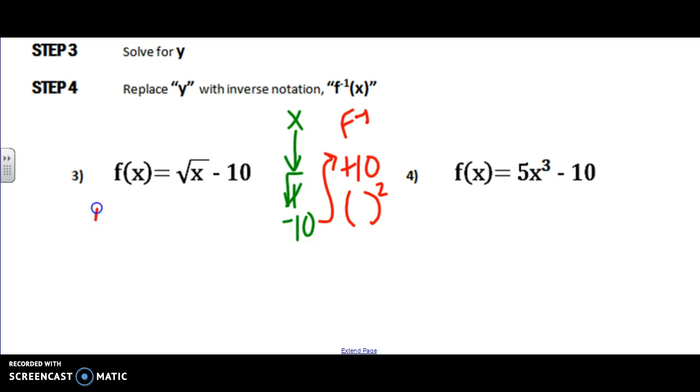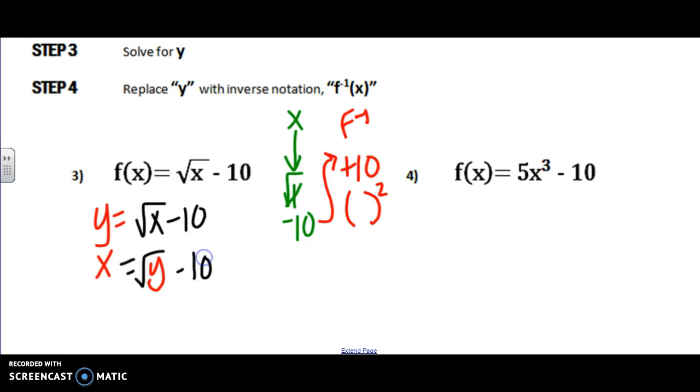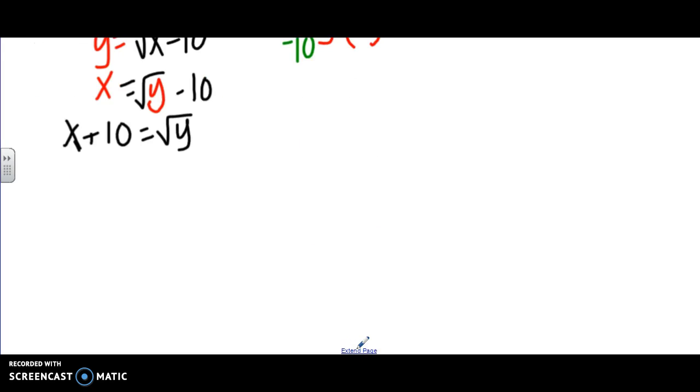So let's go over here, change our y equals notation. Okay, so we've got our y equals, make a trade, make this x, make this y. Everything else stays put. Now we're going to undo, get rid of that 10. So we're going to take our x plus 10 over here, square root our y, get rid of squaring something or square rooting something by squaring it.